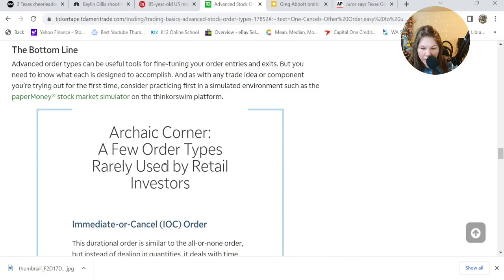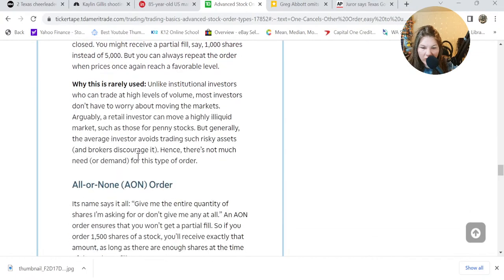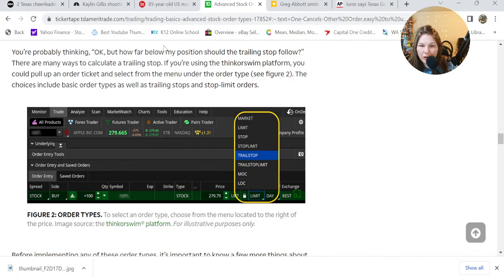Archaic corner, a few order types rarely used by retail investors. Well, we'll learn these ones later, guys, because we need to practice on our own. So, let's see. What do? We got... jump over into our TD Ameritrade, but make some orders.